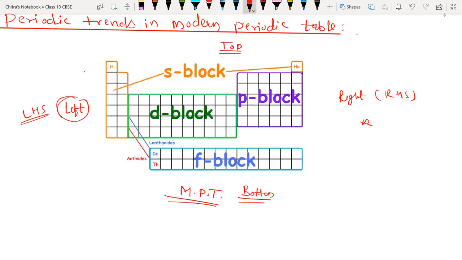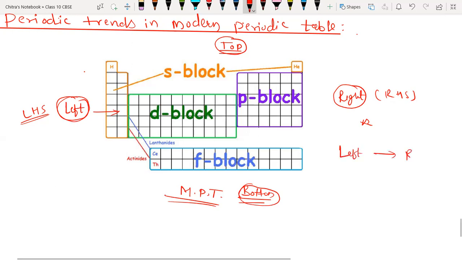Here we have the left hand side of the modern periodic table, here the right hand side, here the top, and here the bottom of the modern periodic table. If you are moving left to right, then we are moving along a period. Is it or not? Do reply.